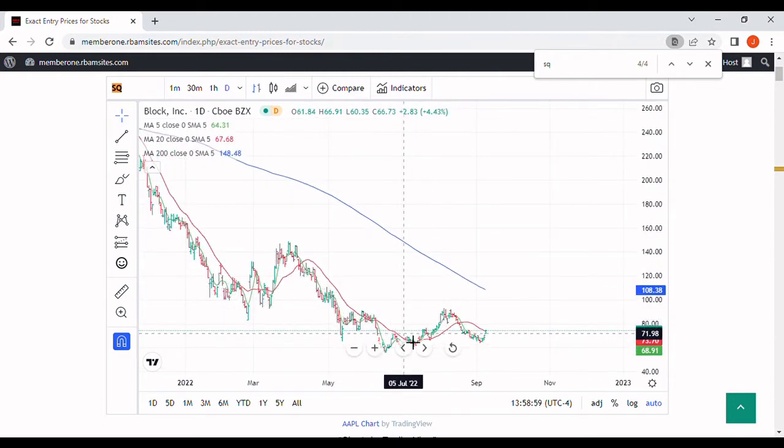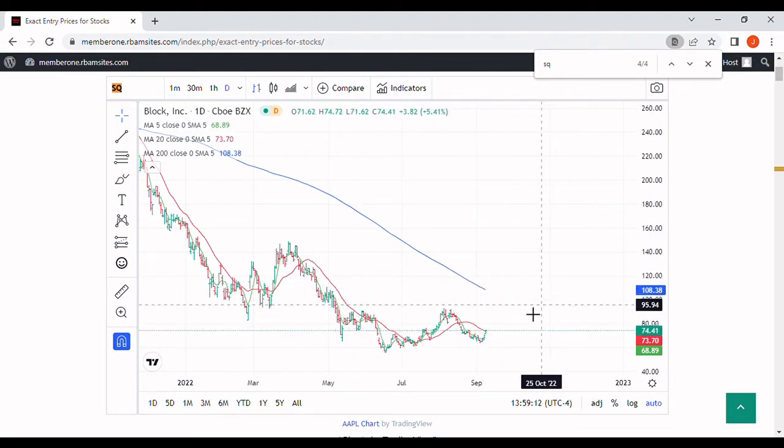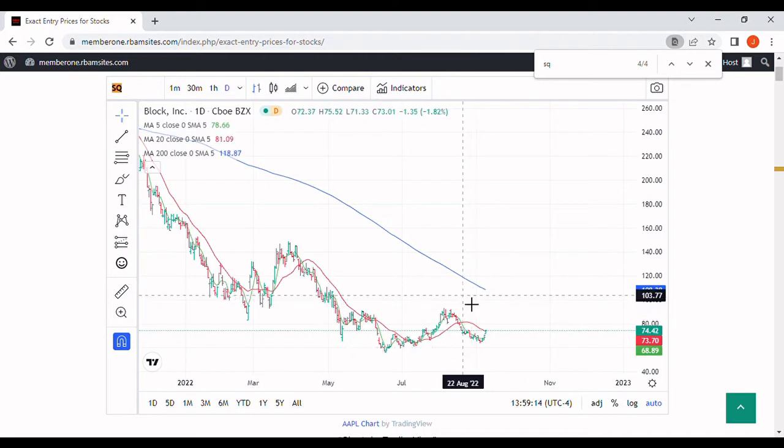From that point, this stock's essentially been sideways, going around $73, $74 back and forth. And it's doing the same thing. It's too far away from the 200-day moving average, and it's working itself across to make a test of the 200-day, which is probably what it's in the process of doing right now.